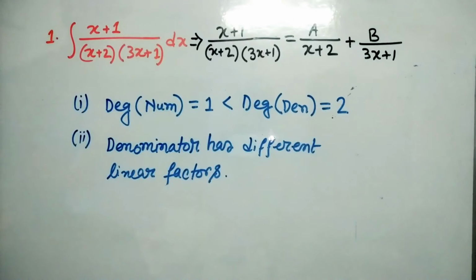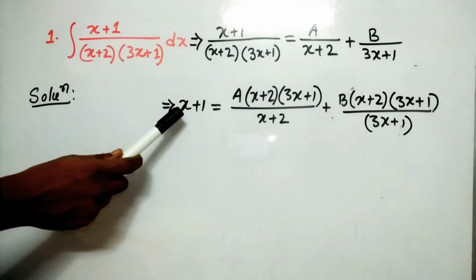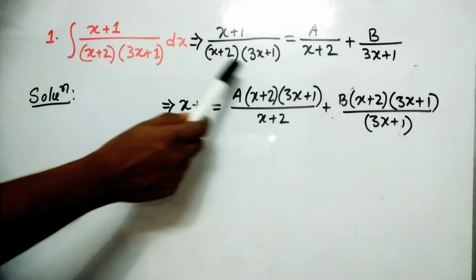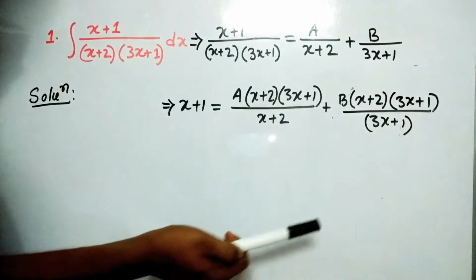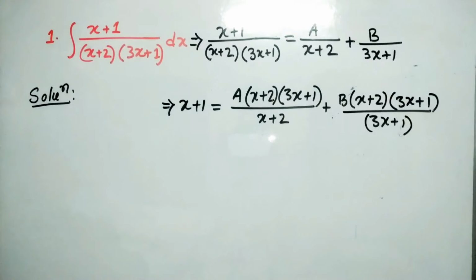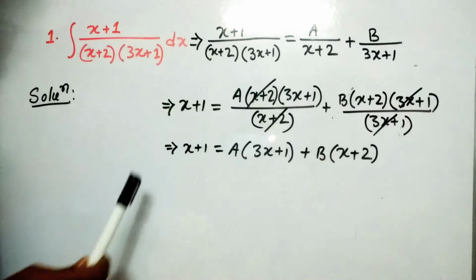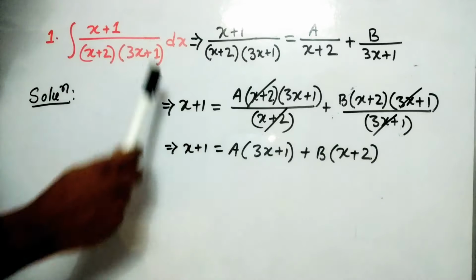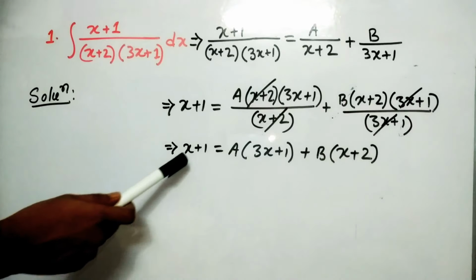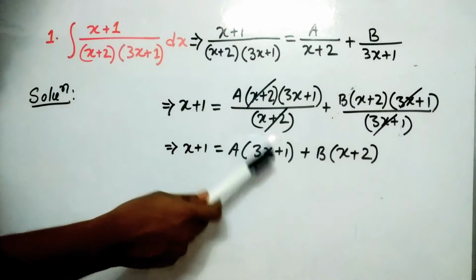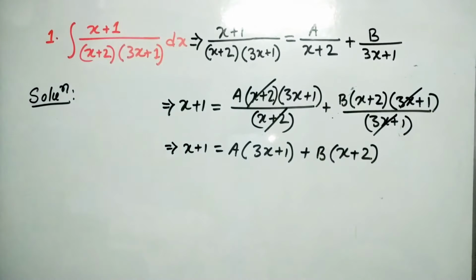Now we can write x plus 1 is equal to a into this denominator divided by x plus 2, and b into this denominator by 3x plus 1. So after this cross multiplication, we can cancel out this x plus 2 and this 3x plus 1 from both the numerator and the denominator, and here we get x plus 1 is equal to a into 3x plus 1 plus b into x plus 2.